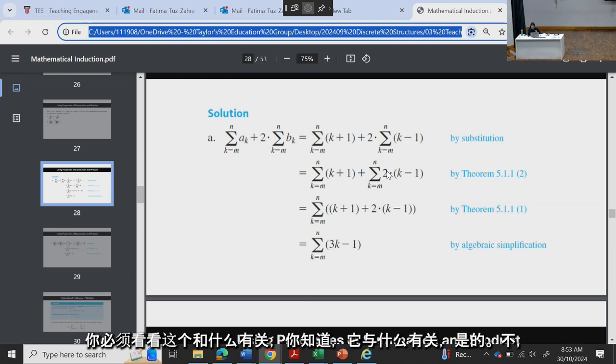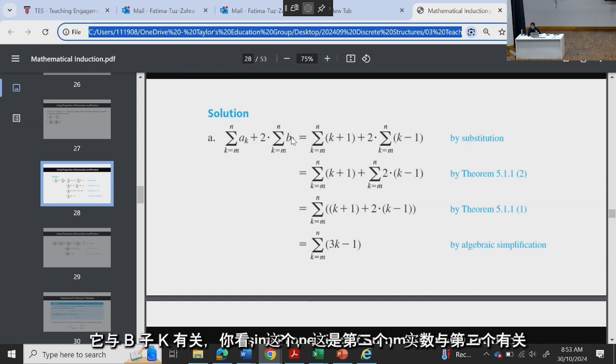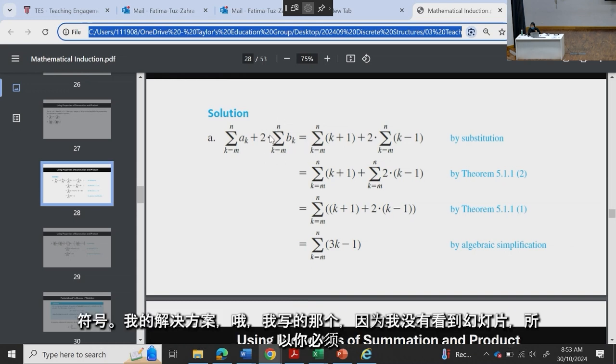This one you have to see with what summation it is attached to. No, it is with b sub k. See this one. This is the second. The real number is with the second notation.